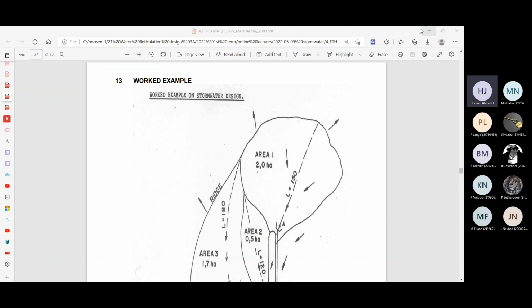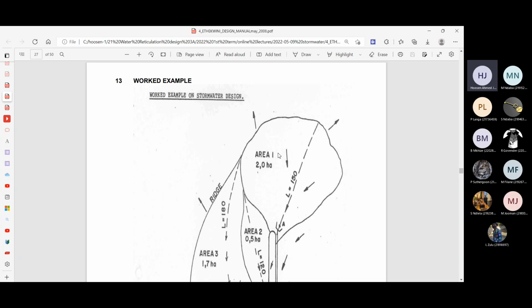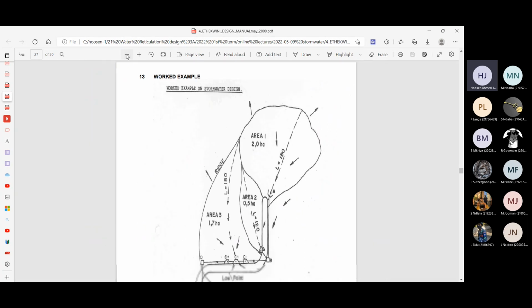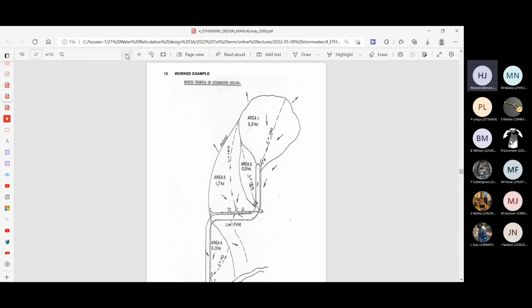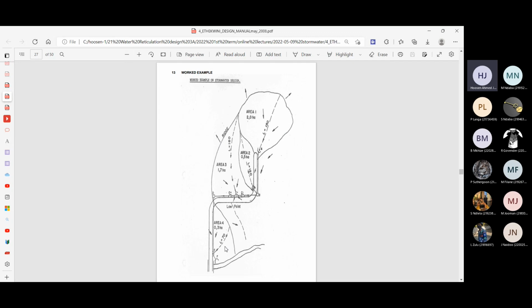Okay, the example you're seeing is in the Itegbini design manual, and I just want to go through it. I also have an alternate working for you where some of the calcs may be a little simpler, just for the first two catchment areas. And I'll show that to you also at the end of this lecture. In this design worked example, we have four catchment areas.